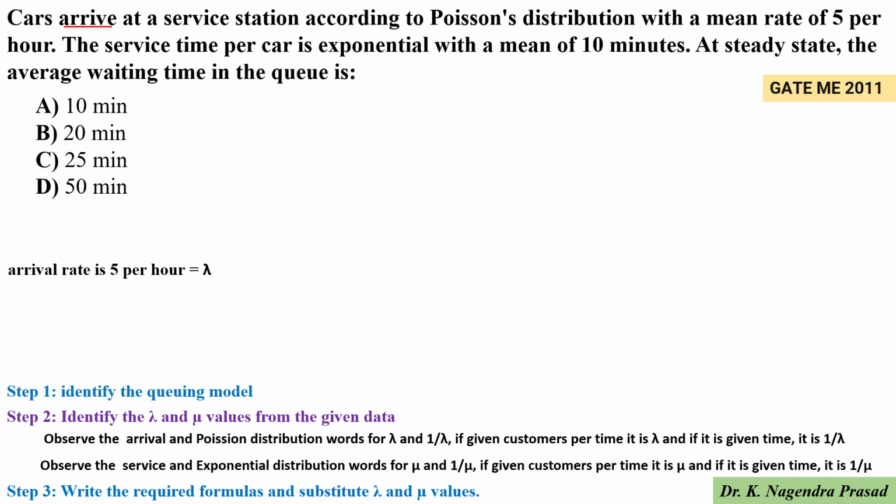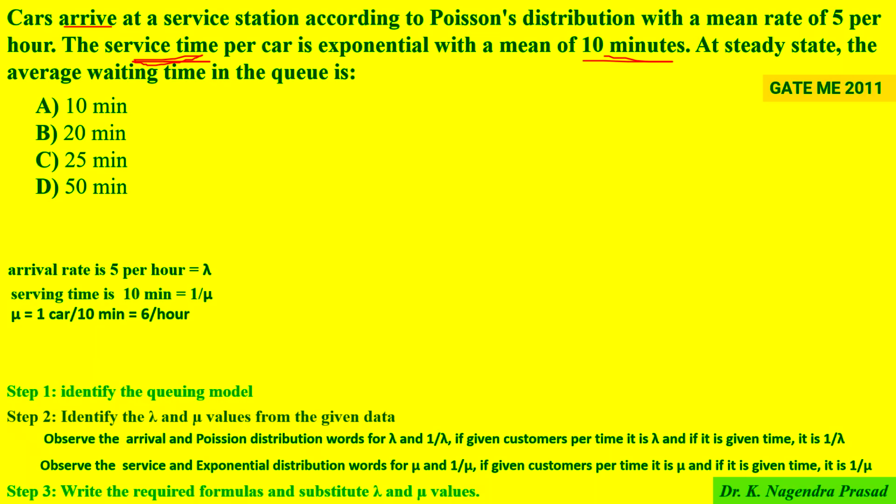So the lambda value is 5 per hour. And service time is given, which is 1 by mu. It is 10 minutes. So the service time is 10 minutes, which is equal to 1 by mu. Then mu equals 1 divided by 10, so 1 car per 10 minutes. From the hour point of view, 60 minutes is equal to an hour, and 1 into 6 is 6. So mu equals 6 cars per hour.